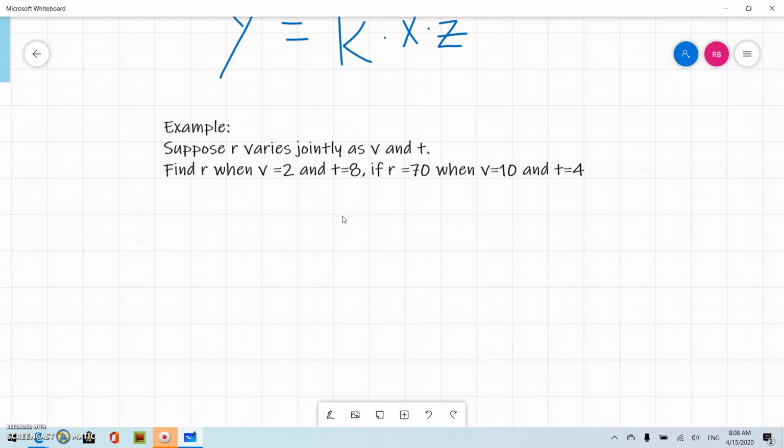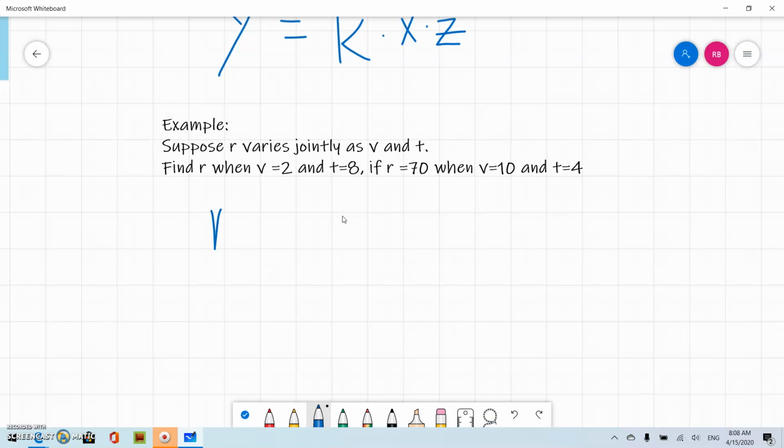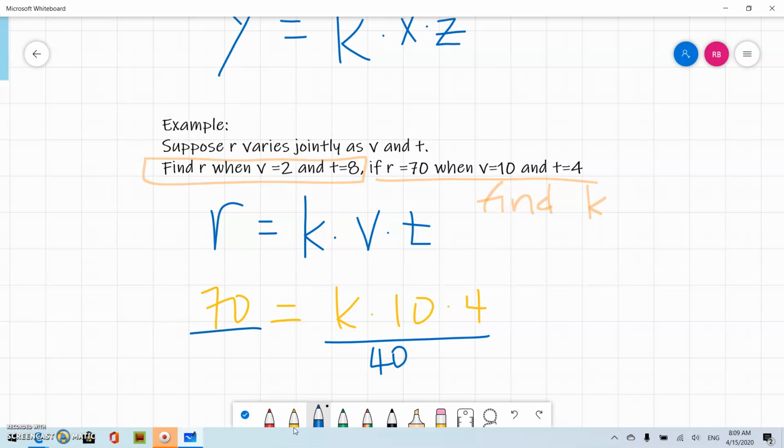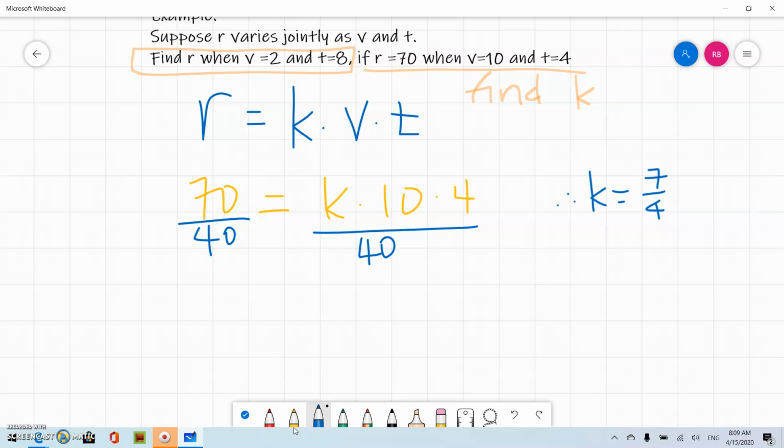Let's look at the example below. It says r varies jointly as v and t. We need to find k first, so I need to use this information to find k. Let's plug in what I see: 70 is equal to k times 10 times 4. All we need to do is divide both sides by 40, because 10 times 4 is 40. So then k is 7 over 4. Just leave it as a fraction, because that's okay.